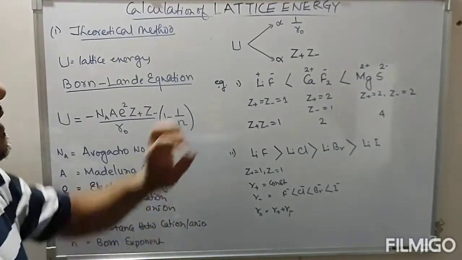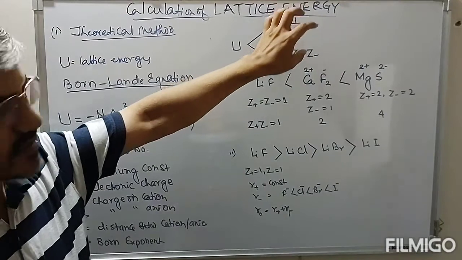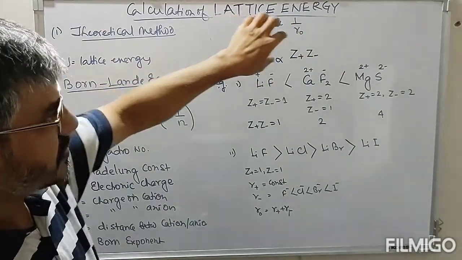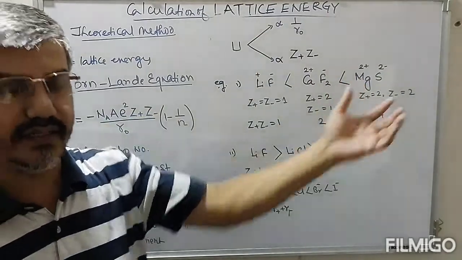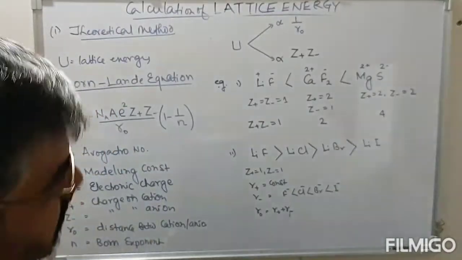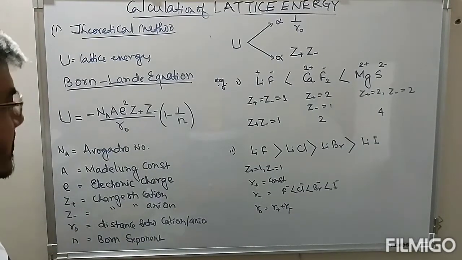So we have to keep in mind lattice energy is inversely related to the distance between the ions, and it is directly proportional to the product of the charges on the cation and anion. So this is about theoretical calculation of lattice energy. Now coming to experimental determination of lattice energy.